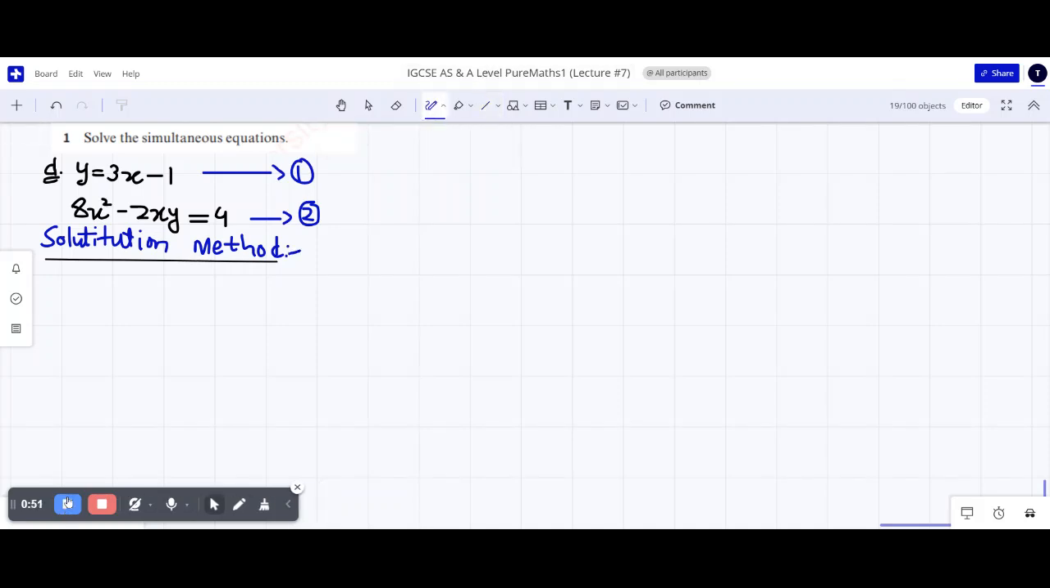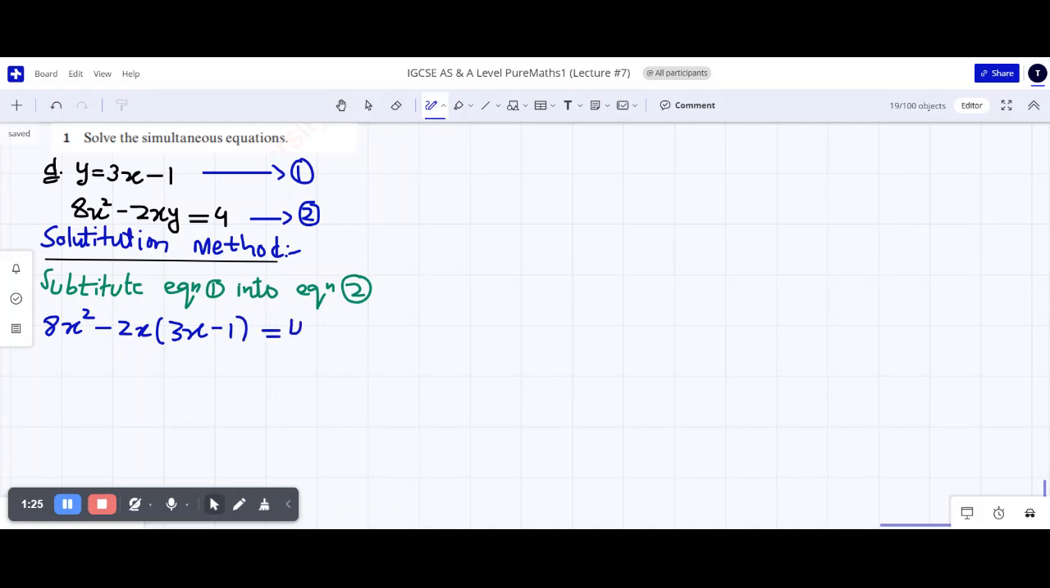So here we will substitute equation 1 into equation 2. Then it would be 8, instead of the x we will keep the same, and instead of the y we will write the first equation: 8x squared minus 2x times (3x minus 1), which is equal to 4.